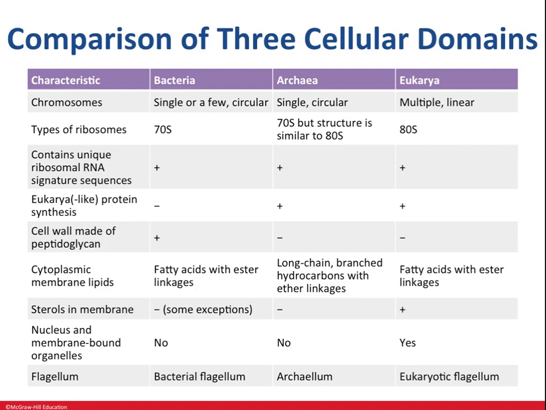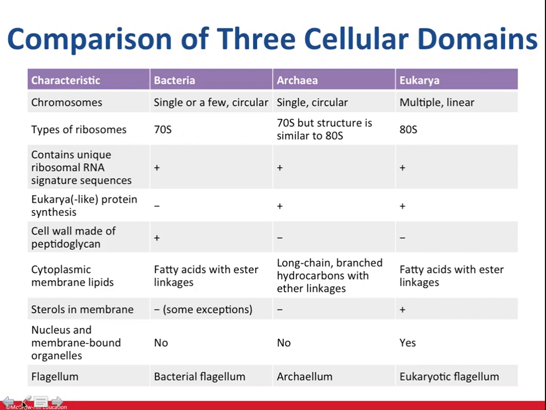Since the chromosome of the eukaryote is linear, the eukaryote has histones. Those are chromosome proteins conjugated with the DNA to make the chromosome stable. So that's the difference.